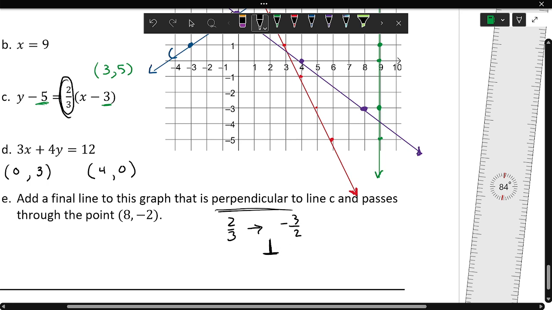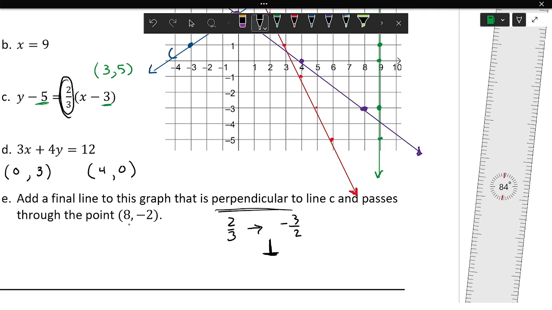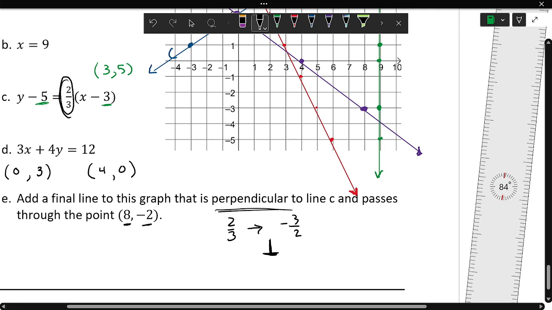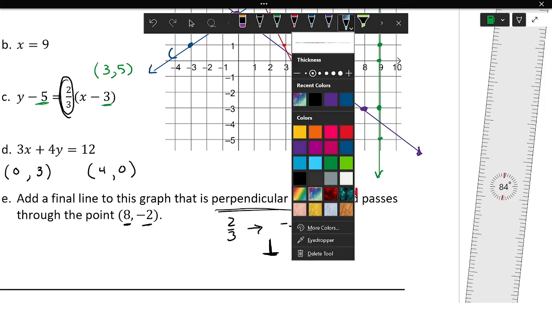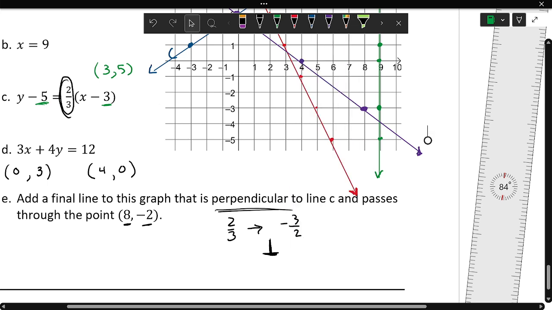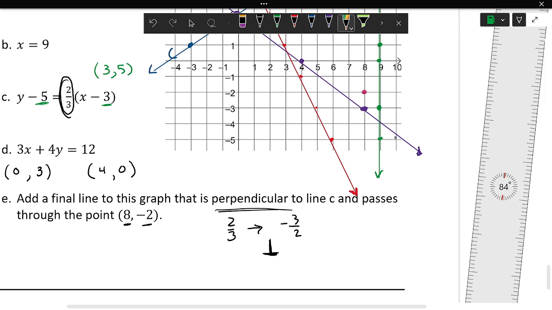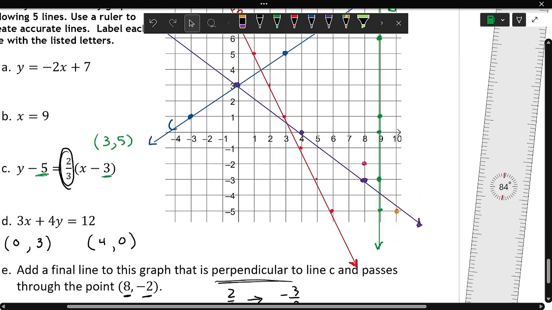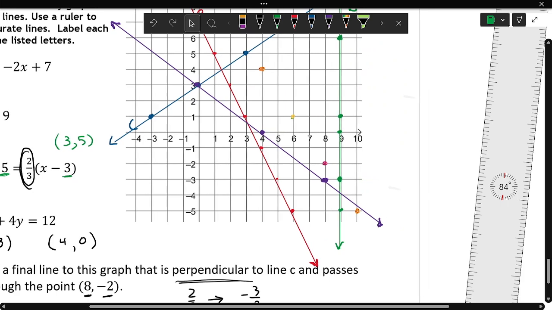This upside down T is the symbol we use for that word if they're perpendicular. And it has to pass through this point where x is 8 and y is -2. So let me grab a new color. I'll use the Fiesta color. So at 8, -2, I have this point. Okay. And my slope is going to be down 3/2. There we go. And I can extend that the other way by going up 3 and backwards 2. So you can see those points lining up there.